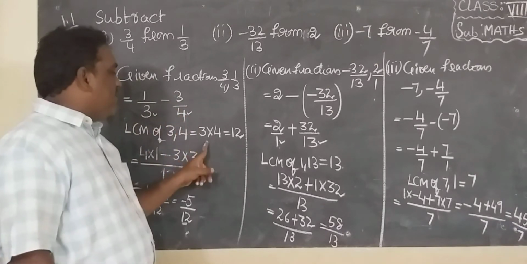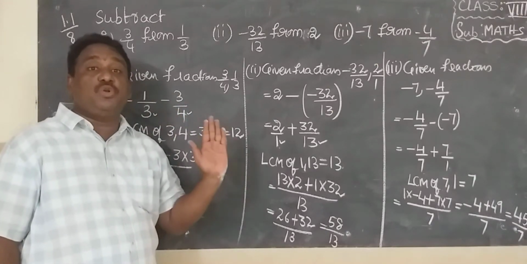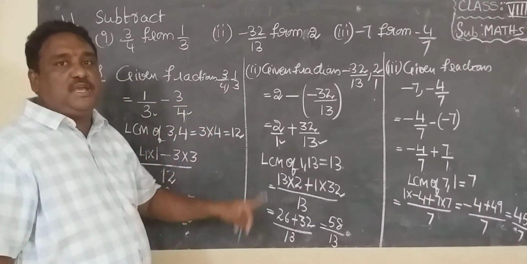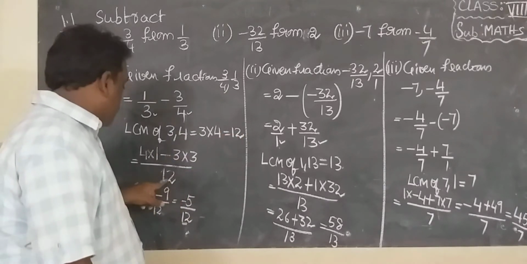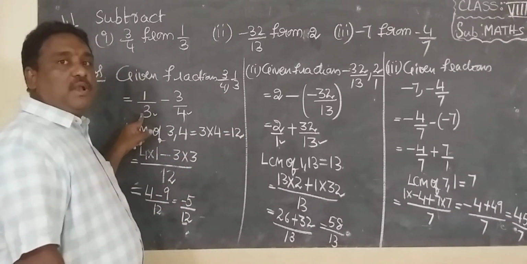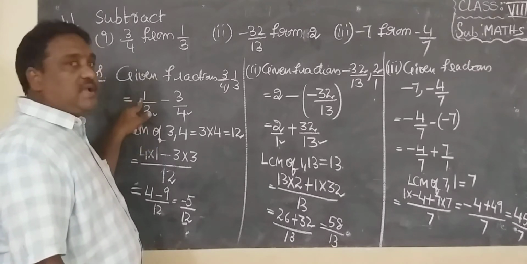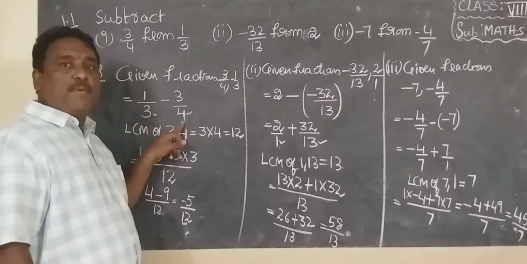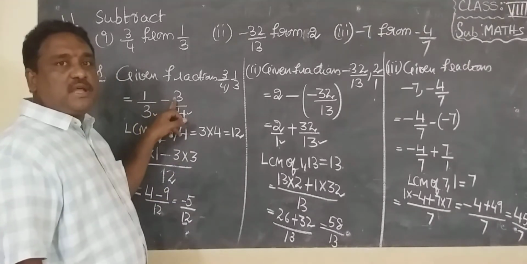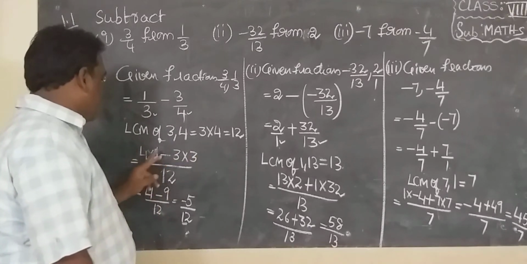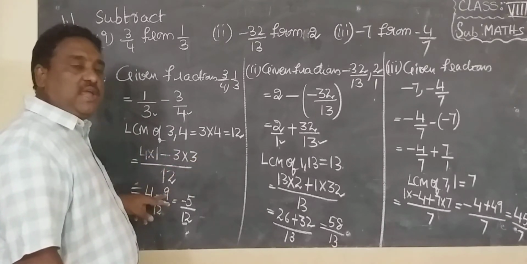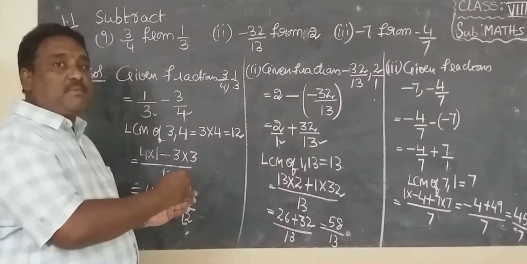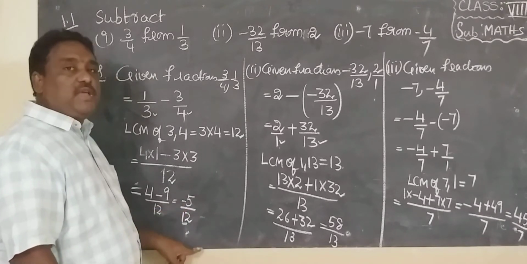LCM of 3 comma 4. They are consecutive numbers, side by side numbers. Their product becomes the LCM. 3 fours are 12. In 12, 3 table 4 times. What is the numerator? 1. It becomes 4 into 1. 12, 4 table 3 times. What is the numerator? 3. 3 into 3. 4 ones are 4, 3 threes are 9 by 12. Now let us do subtraction. Small number minus big number. We get minus 5 by 12.